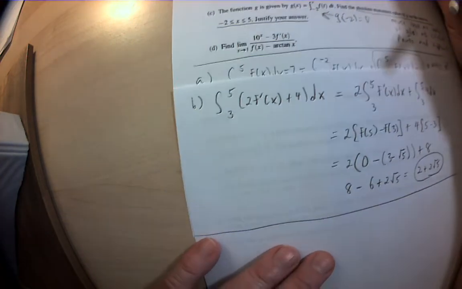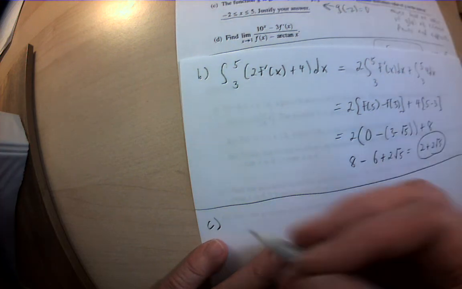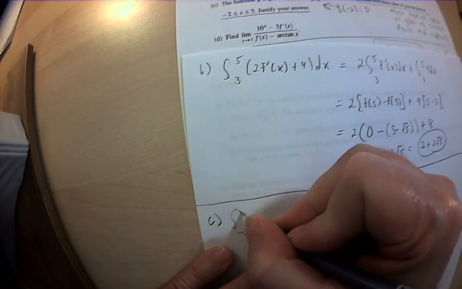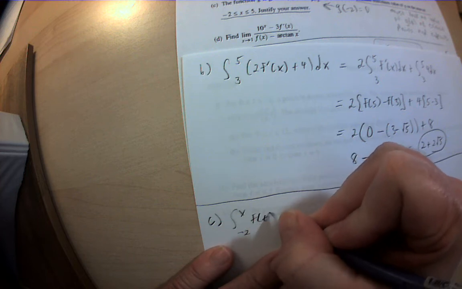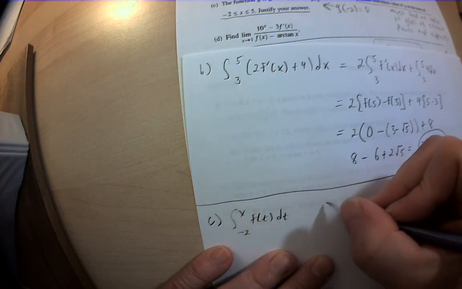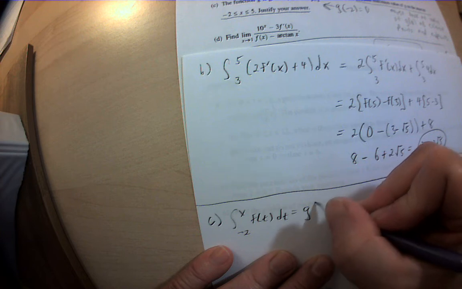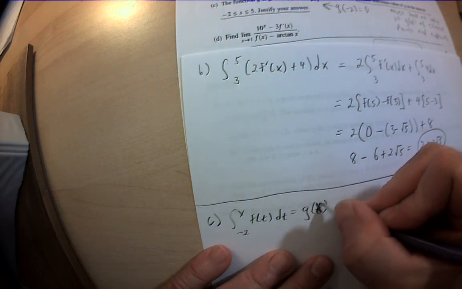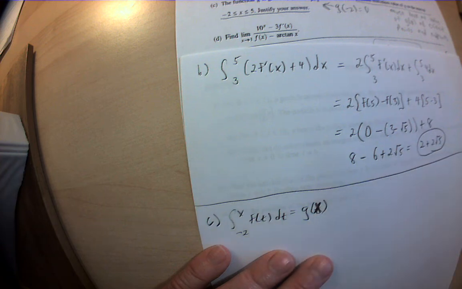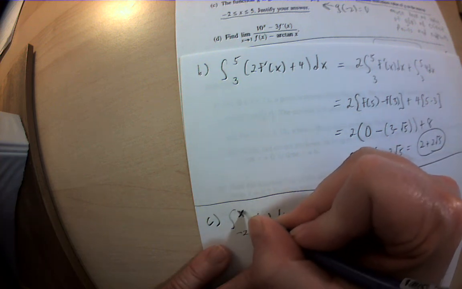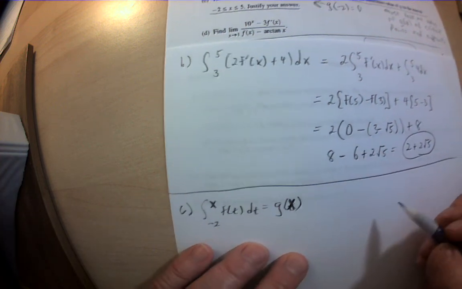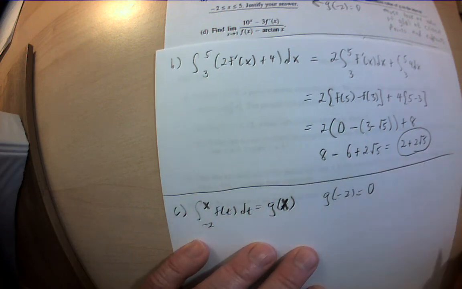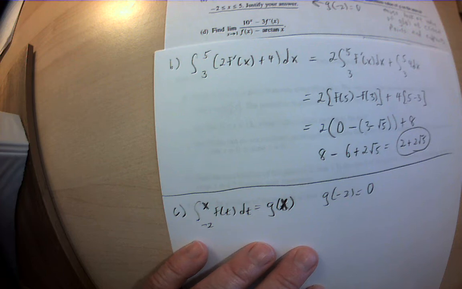So let's see. So I need the integral from -2 to x of f of t dt. So I know that equals g of x, sorry, g of x, okay? Because they're integrating up to x. Okay, so that's the x. So what I know is this. I know g of -2 equals 0, because that's where it starts, okay?